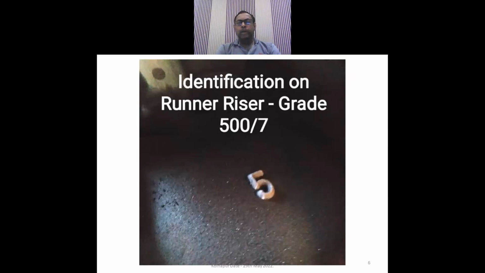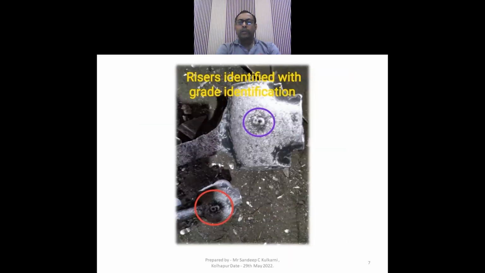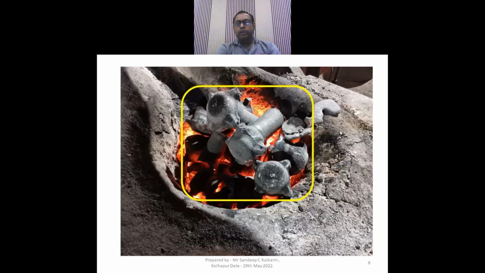Here there are some photographs. You can see a letter 5 is put up showing it is the runner riser of 500/7 grade. Similarly, you can see it on the casting, that is the runner riser itself. After shot blasting, you can see these 5 and 6 are identified easily. It is also identified in the melt. This shows that 500/7 or perlitic grade metal charging is going on, because we are seeing the runner riser of 5 and 6 in the charge.